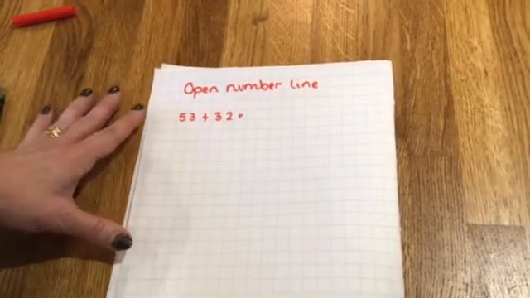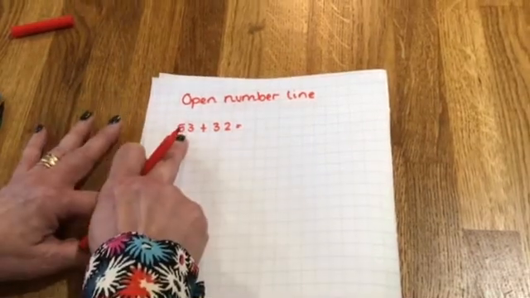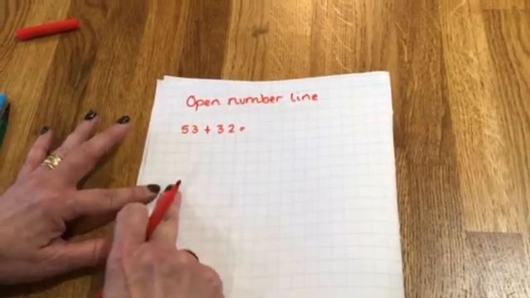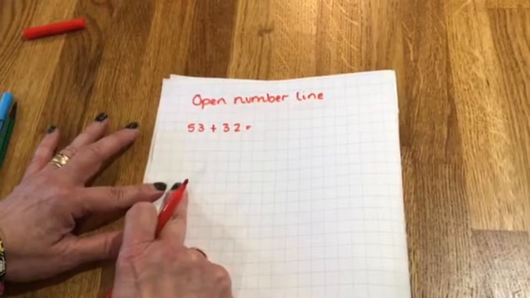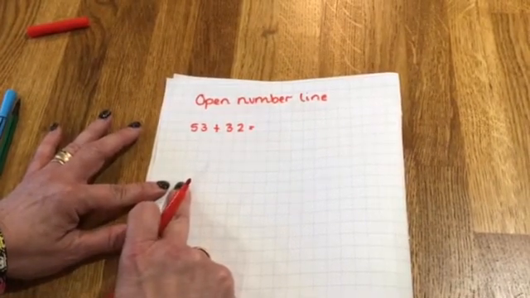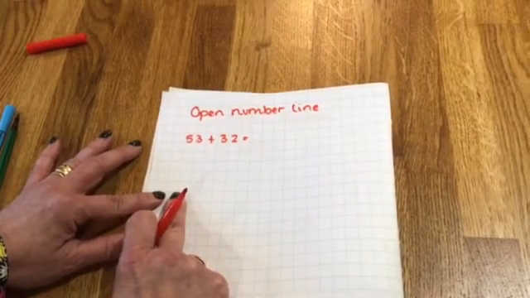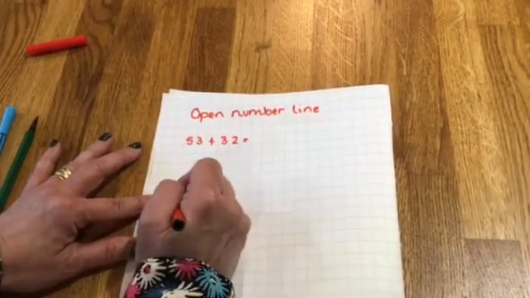We draw a number line. To add, we need to make sure we've got enough space. So we write our number sentence and then we go down at least 4, possibly 5 lines to make sure that we can actually fit in what we want to do. We then start our number line with the biggest number in our addition sentence. So in this case, it's 53.